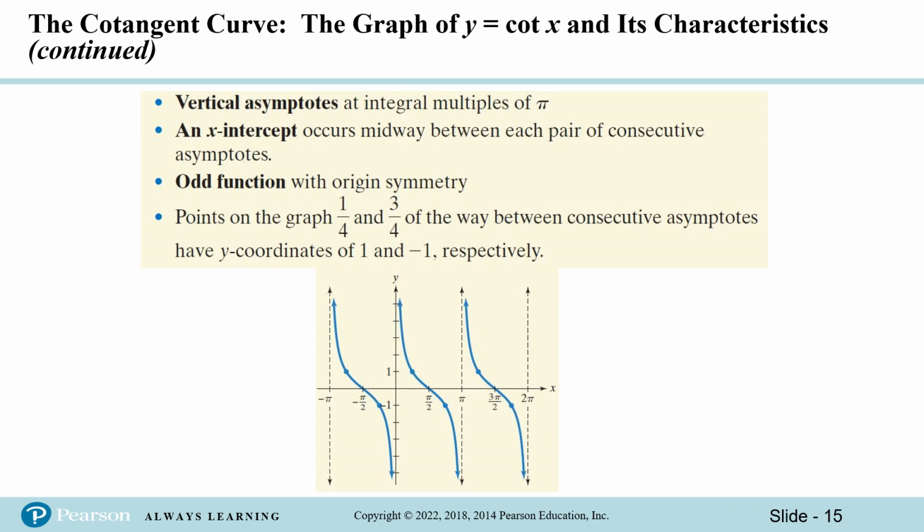Already talked about vertical asymptotes. Already talked about the x-intercept. It is an odd function. And I already talked about a quarter of the way.